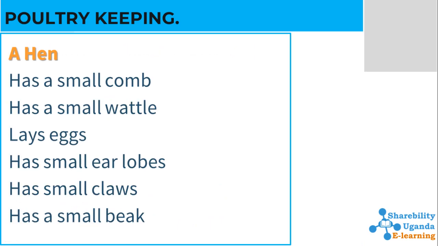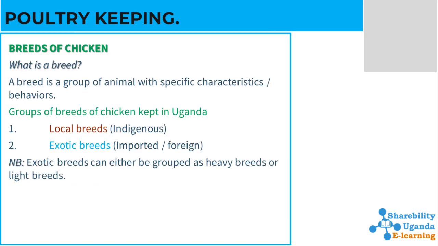A hen has a small comb, a small wattle, it lays eggs, has small earlobes, small claws, and a small beak. So those are basically the differences between a hen and a cock, or between a female chicken and a male chicken. Let us look at breeds of chicken.